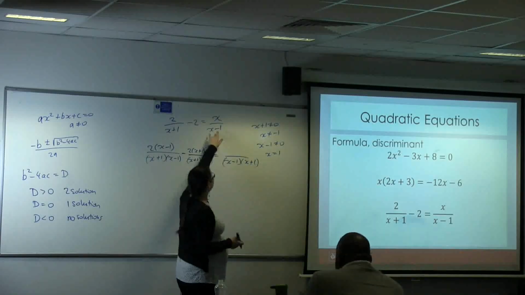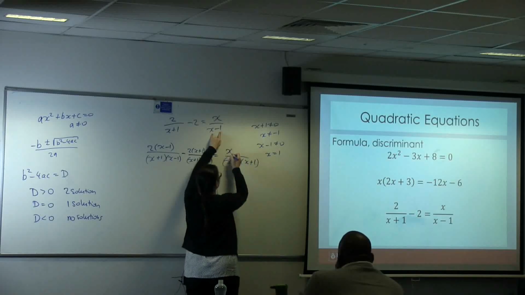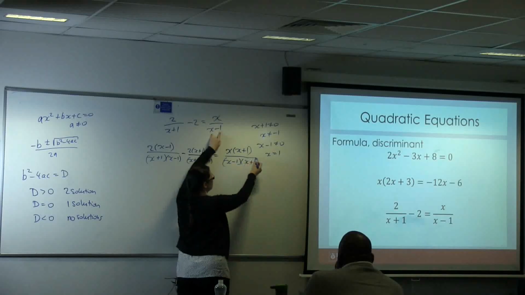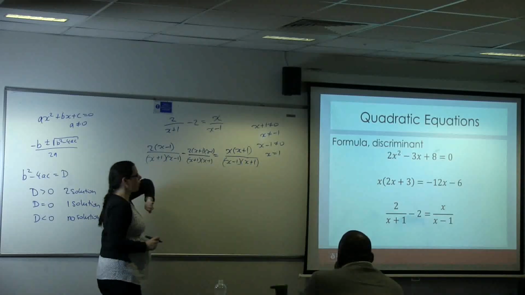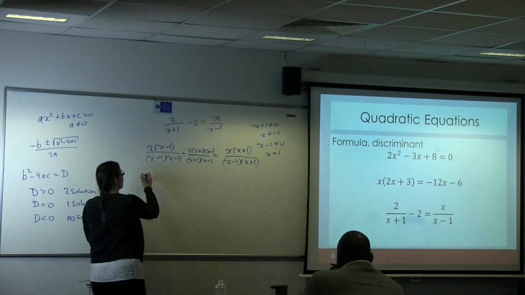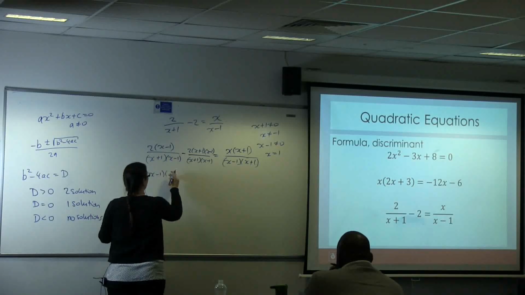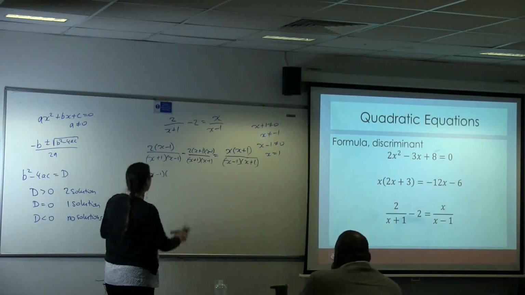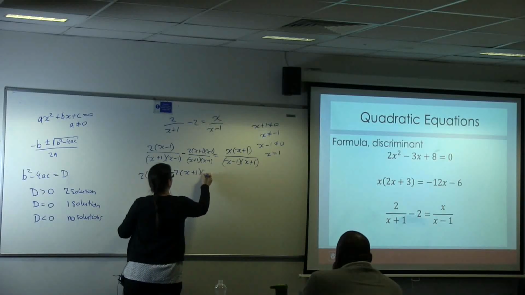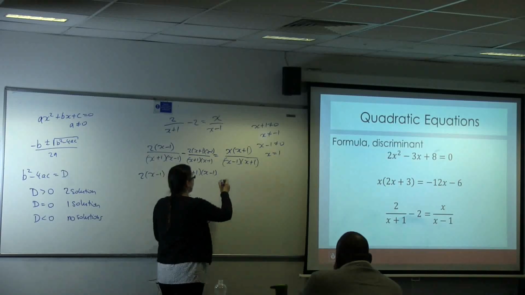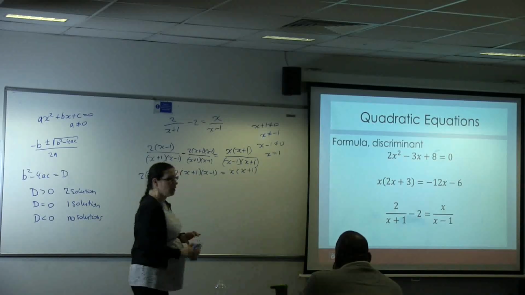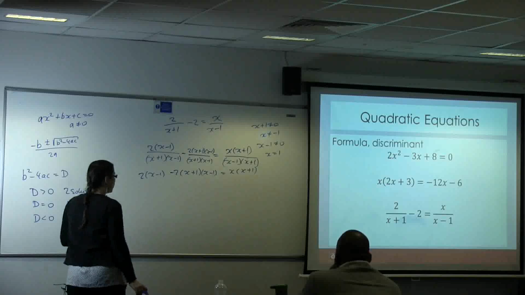Now here I have the x minus 1, so the original numerator has to be multiplied by the x plus 1. And now I can multiply up with the common denominator, and I'm going to end up with 2 times x minus 1, minus 2 times x plus 1 times x minus 1 equals x times x plus 1. A lot of brackets. Too many.